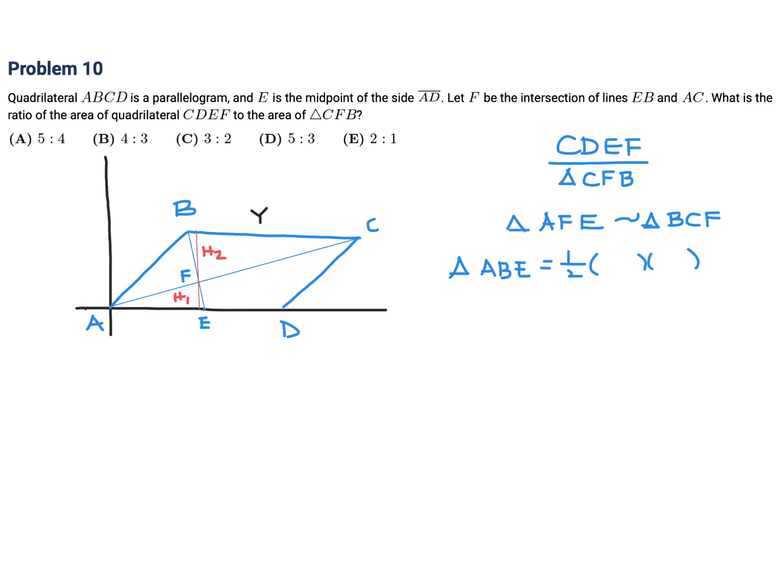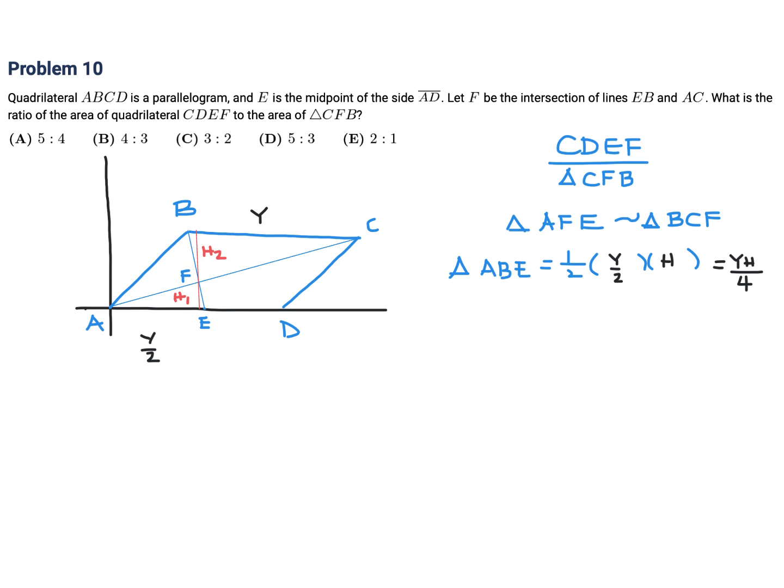And then from A to E would be Y over 2, right? Because E is the midpoint. And then the total height top to bottom, I'll just call H. So 1/2 base times height. The base is Y over 2 and the height is H. So this is basically just YH over 4.